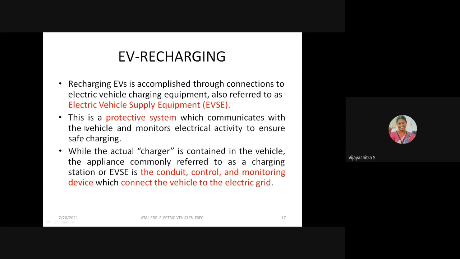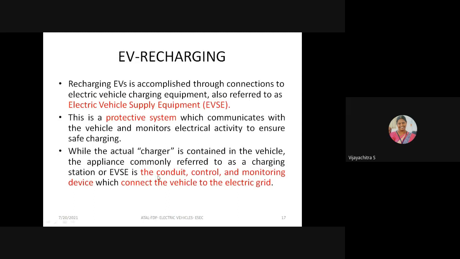Since this is an electric vehicle, we have to ensure the safety condition. Okay, user safety is very much important. Since it deals with electronic parts, it should definitely be ensured that it is a protective system. So while the actual charger is contained in the vehicle, it can be referred to as a charging station or EVSE.